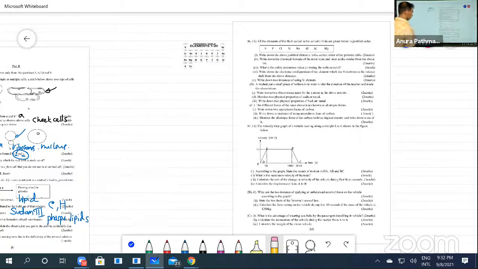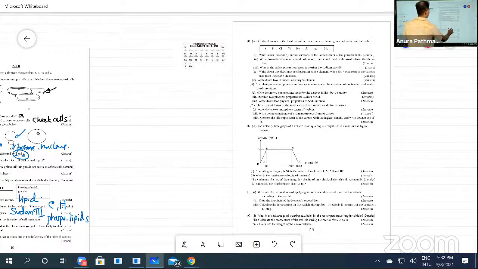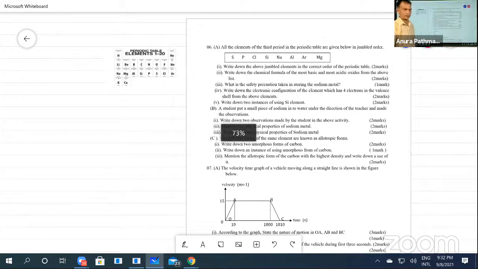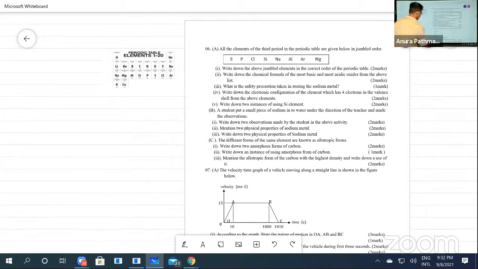This way is better? Yes, sir. This way is better. Right.